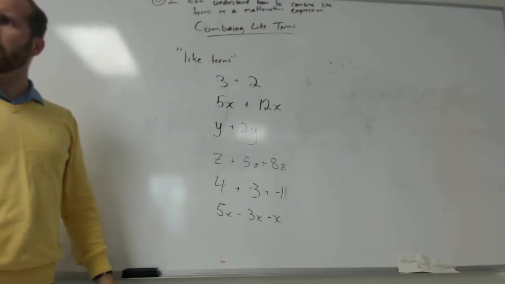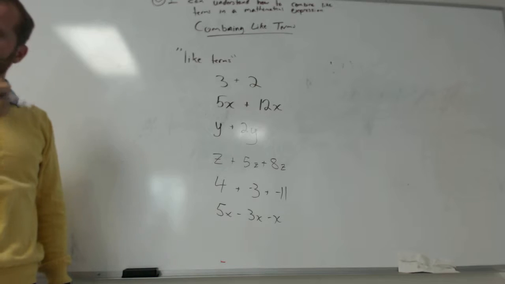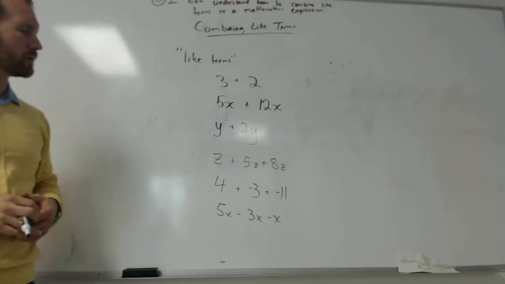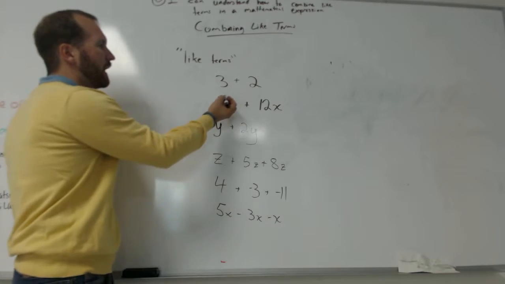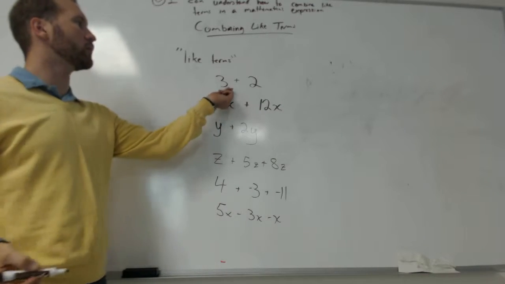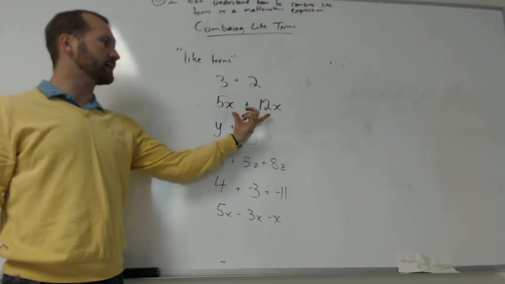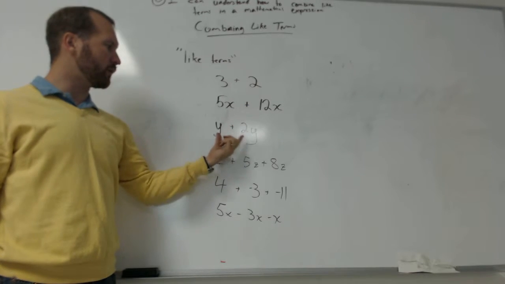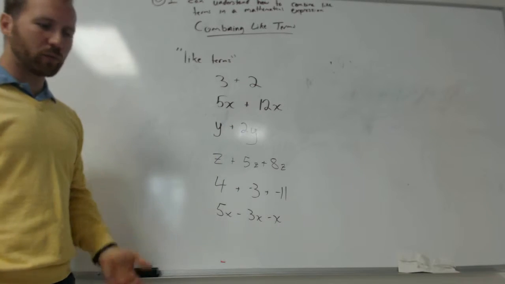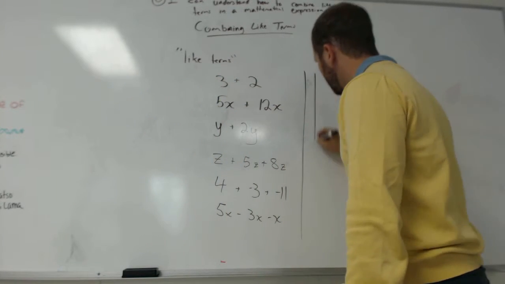I think I get it. Yeah. So 3 and 2, they're the same because they don't have an x, and then 5x plus 12x, and then y, 2y. Good. Yeah, so these don't have any x's or y's. There's no variables here, right? These both have x. That's what makes them like terms. These both have y. Now, there's a kind of a weird exception to this rule that I'm going to show you guys over here.